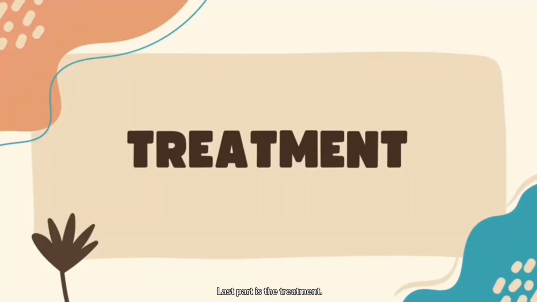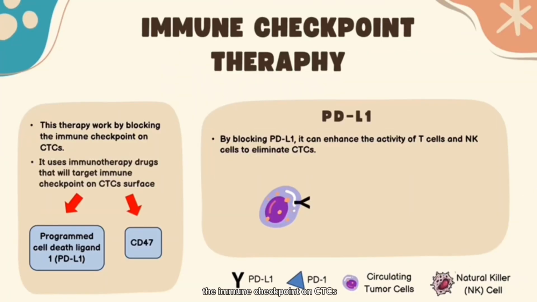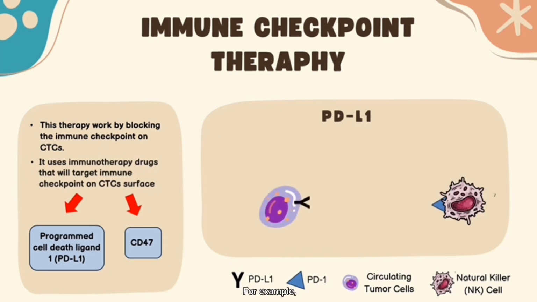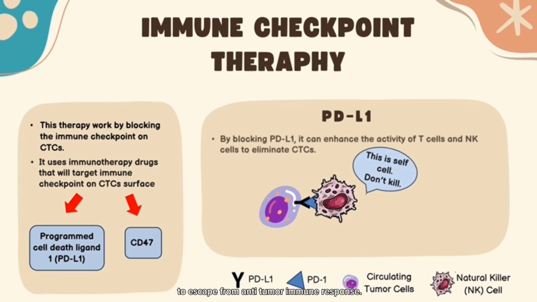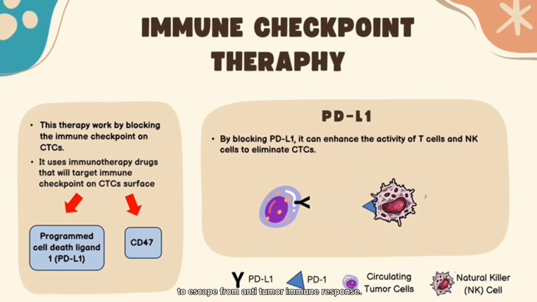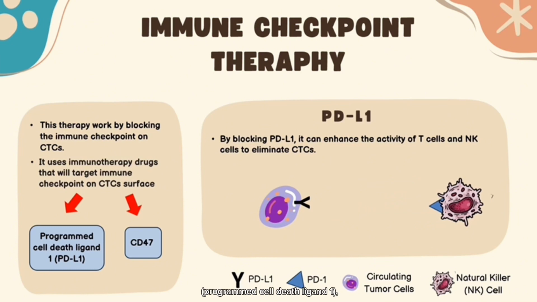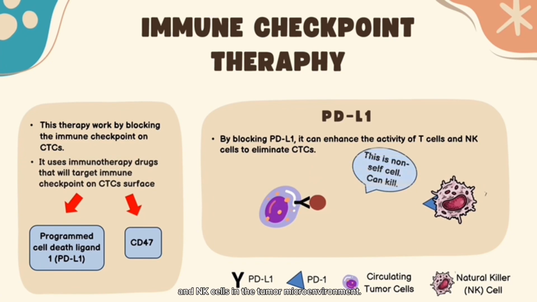Last part is the treatment. This therapy works by blocking the immune checkpoint on CTCs, which will activate the immune system to eliminate CTCs in the blood circulation. This therapy uses immunotherapy drugs called immune checkpoint inhibitors that target immune checkpoints on the surface of CTCs, such as programmed cell death ligand-1, PD-L1, and CD47. For example, the immune checkpoint PD-L1 can act as a do-not-find-me signal on CTCs to escape from anti-tumor immune response. So, by blocking PD-L1, it enhances the activity of effector T cells and NK cells in the tumor microenvironment.